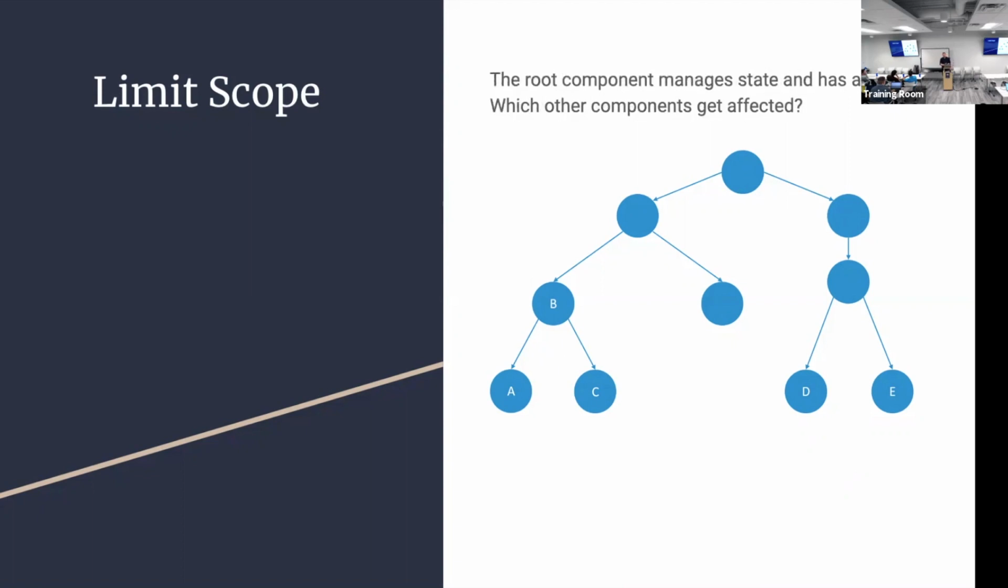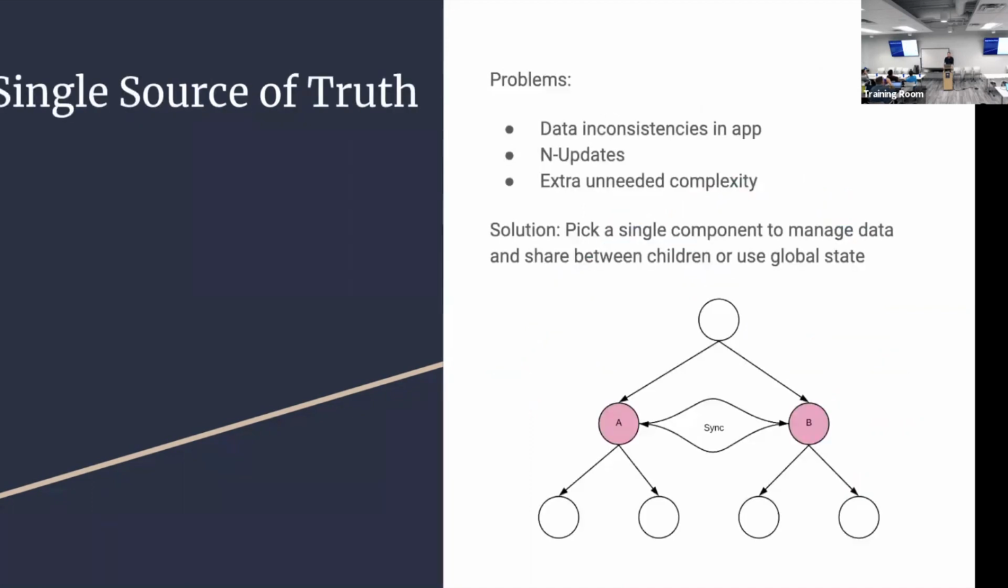Now, the root component manages state and has a bug. Which other components are affected? You don't know. It's the whole app. And this is something to keep in mind, right? Because this is essentially what global state is. When you have Redux and you put that Redux store provider right at that top level React DOM render, that's global state. That's just like putting it in your root component. So be careful, because if something goes wrong there, you don't know what's affected. It could be the whole app. Hopefully it's not, but it's possible.